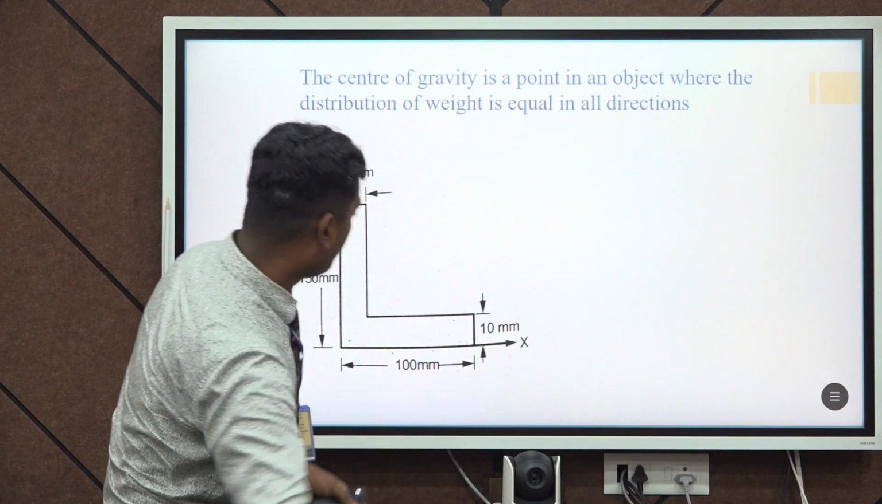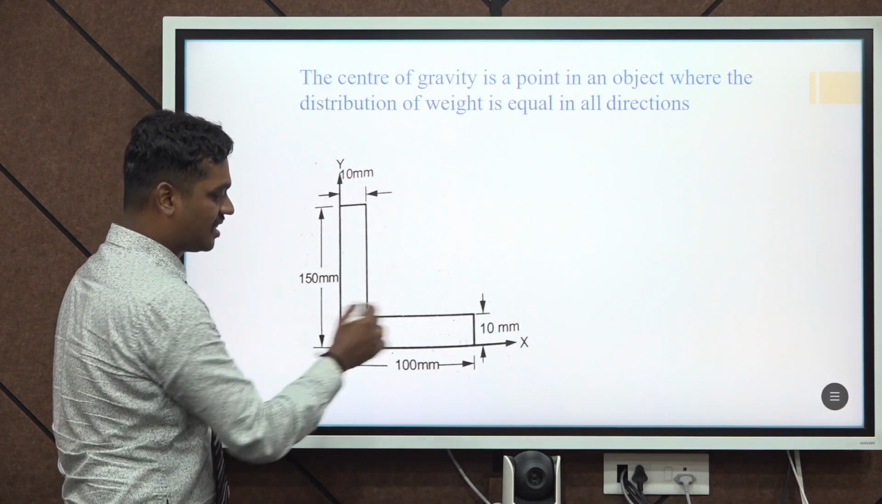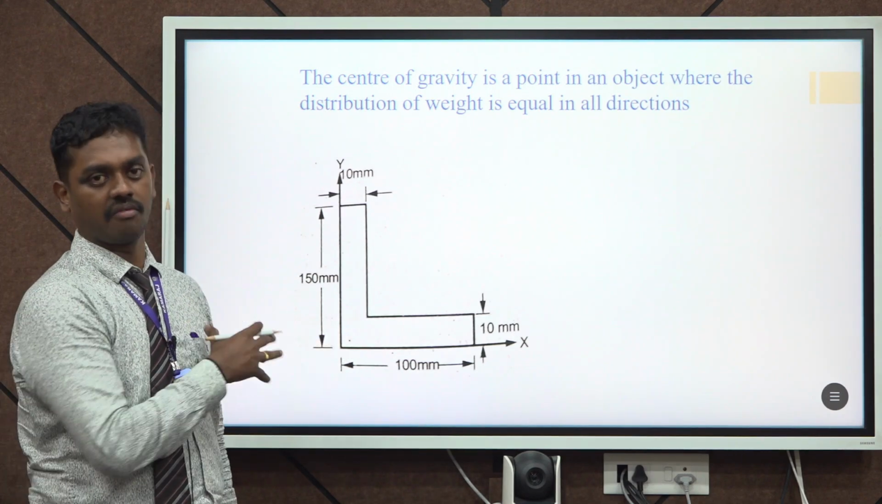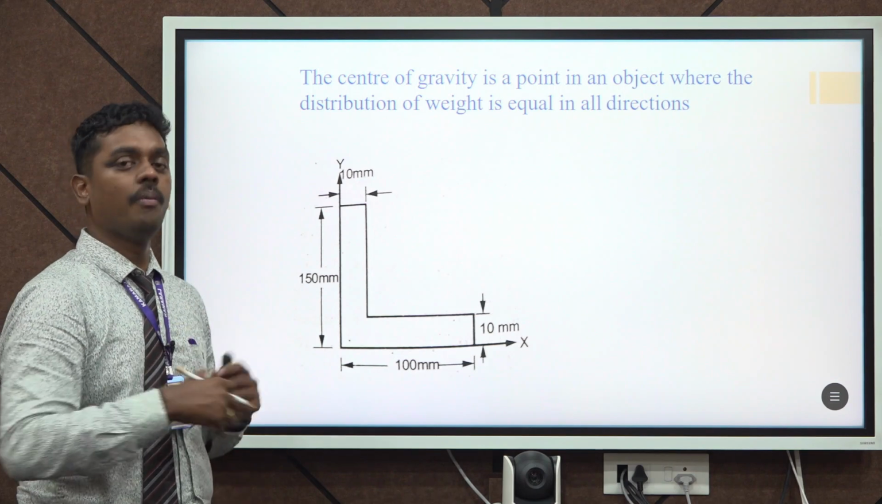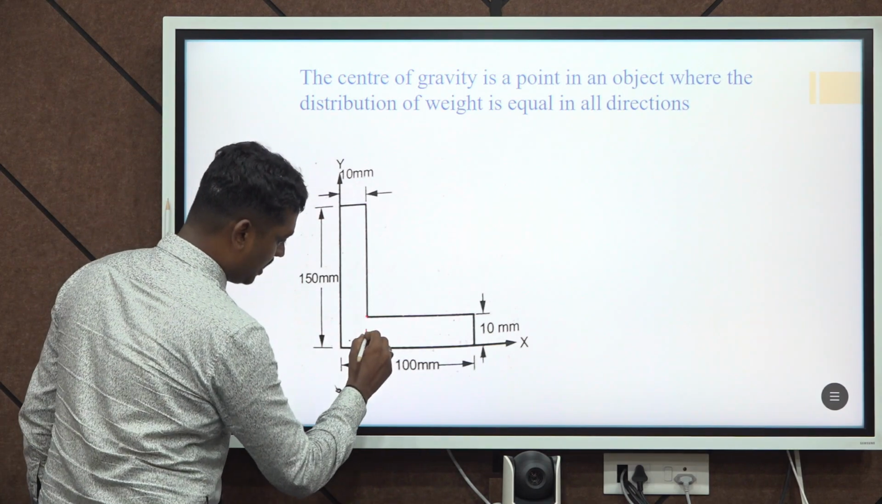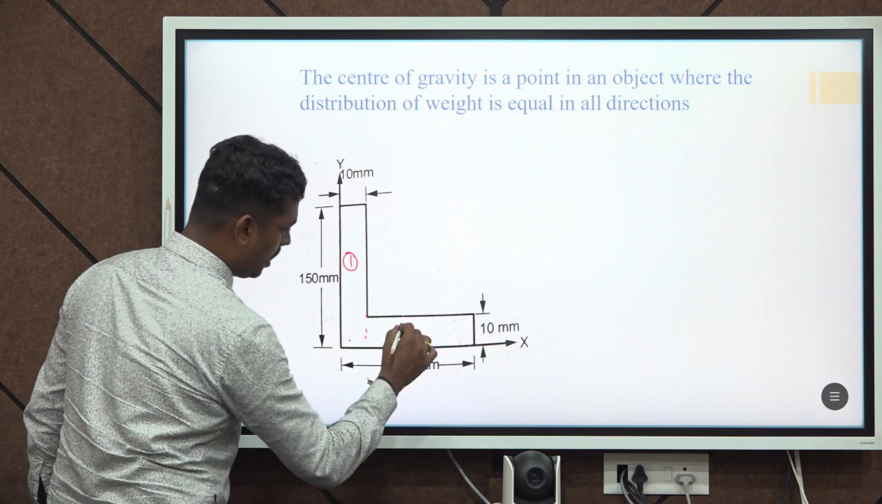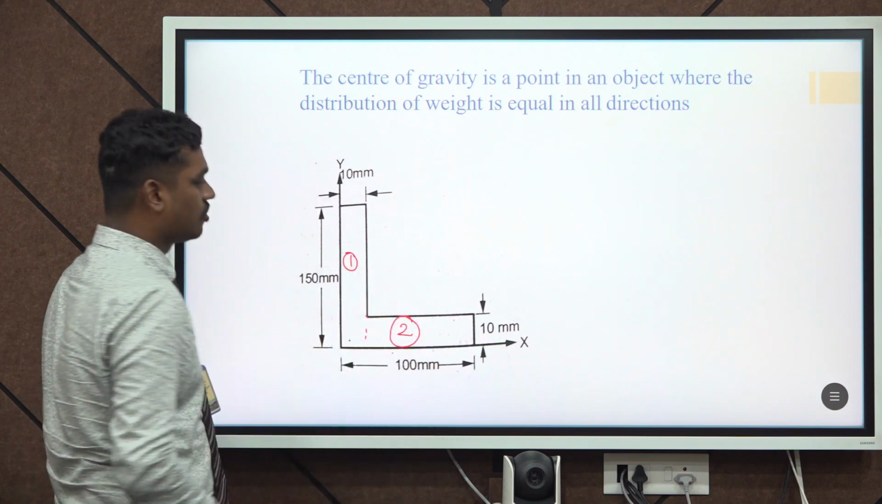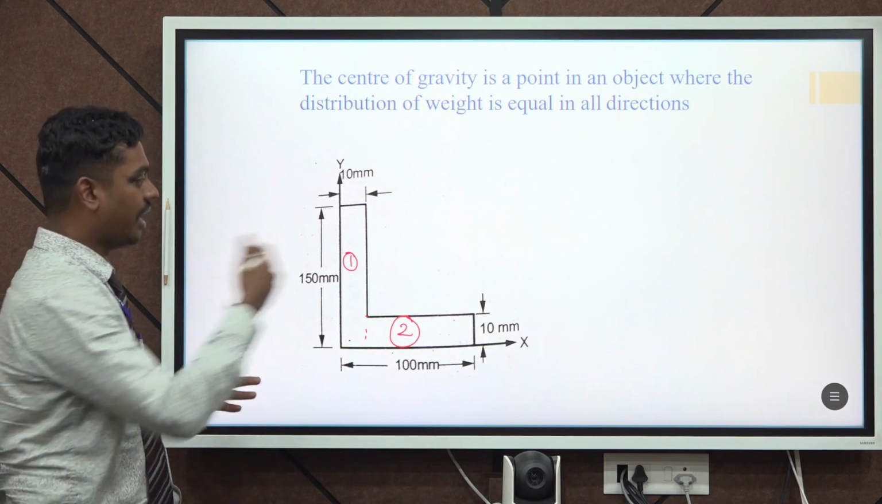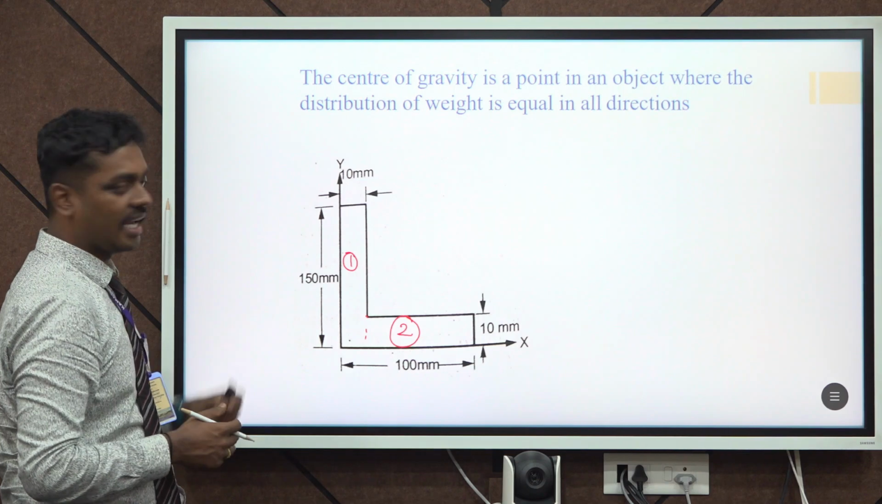Here I am giving you an example of an L section. First of all, when we need to solve a problem related to center of gravity, we need to find how many sections there are in the object. Here we will be considering two sections, section number 1 and section number 2. There are two rectangular sections that have been assembled together to produce this L section.